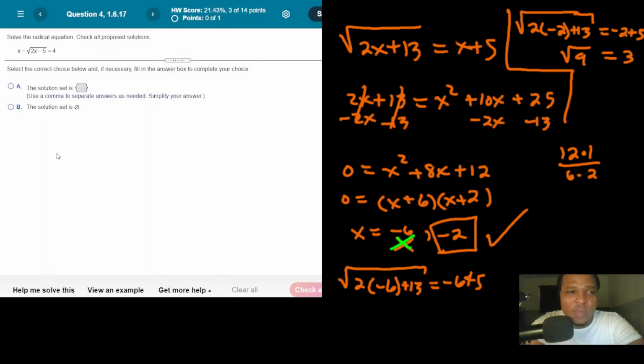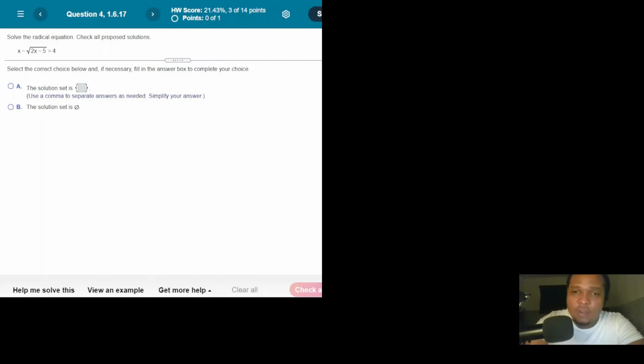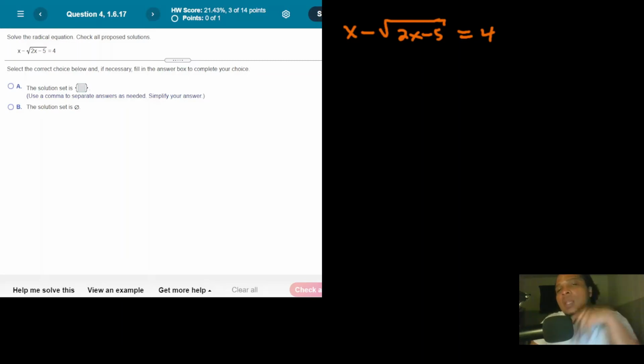Moving right along. All right, so we have x minus the square root of 2x minus 5, equals 4. Let's go ahead and clear everything here. So we have x minus the square root of 2x minus 5 equals 4. Okay, so for this guy, here's what you want to do. We have a radical, correct? We would like to square that radical, but we can't square it until the radical itself is by itself.